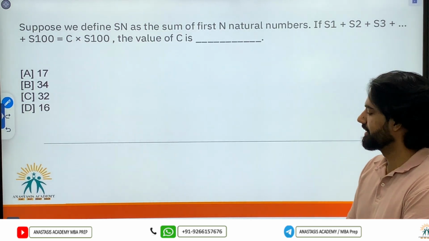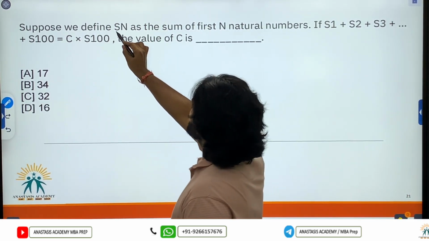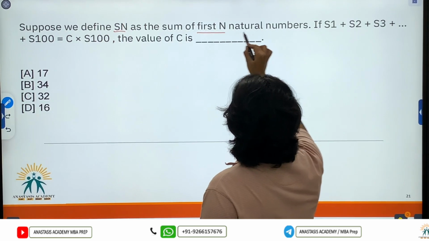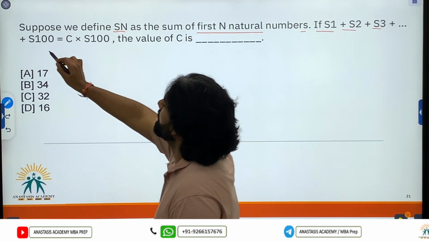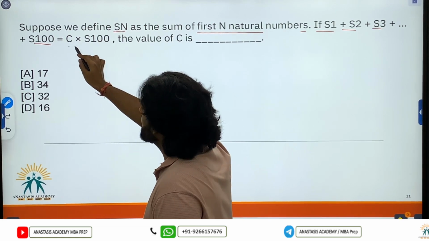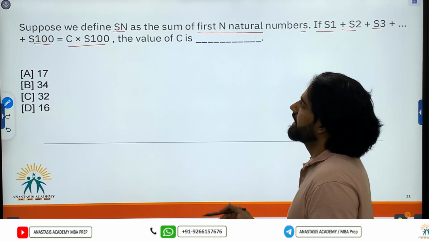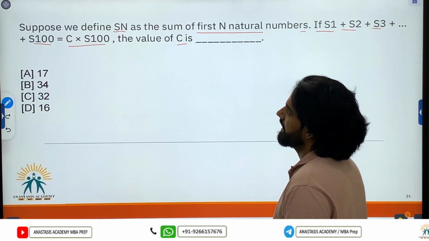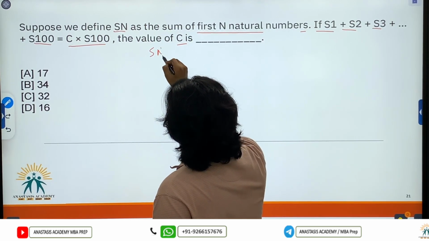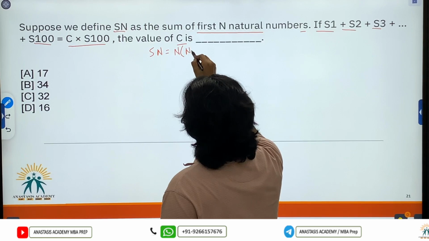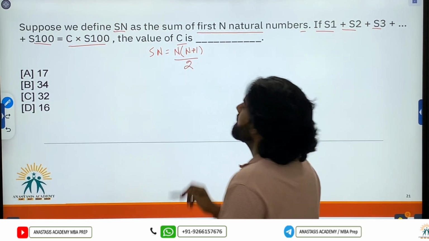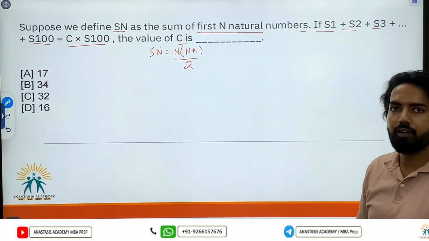Let's solve this question. Suppose we define Sn as the sum of first n natural numbers. If S1 plus S2 plus S3 plus S4 until S100 is equal to C times S100, the value of C is? So Sn is defined as the sum of first n natural numbers. We know the sum of first n natural numbers is given by the expression n(n+1)/2.